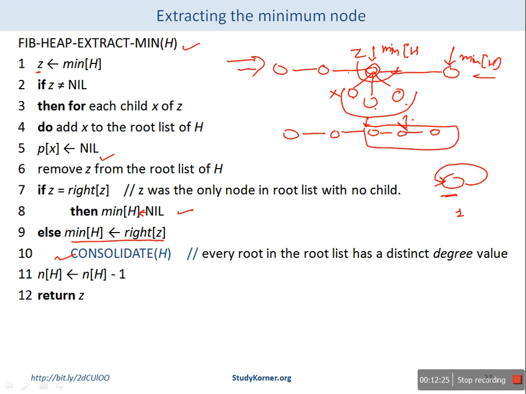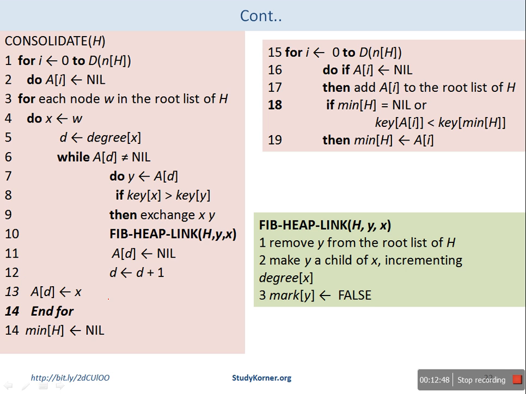So we need 2 modifications. By this procedure, one modification is done. By consolidate, the other modification is done. So the consolidate function is called on this modified heap. After consolidation, we have to decrement the number of nodes, as we have extracted or deleted one node from the tree. Okay. Now let's understand the consolidate function.